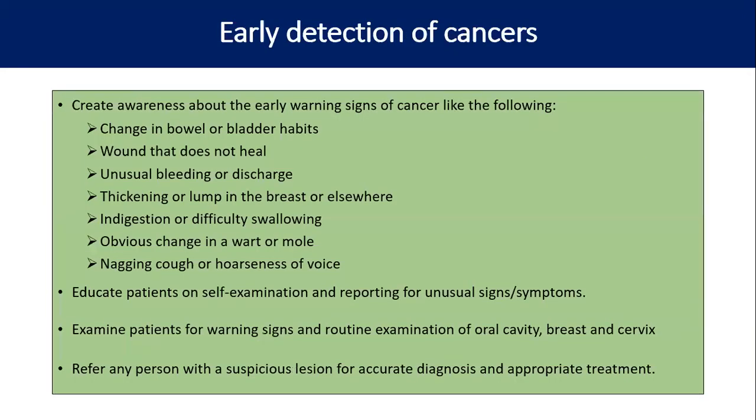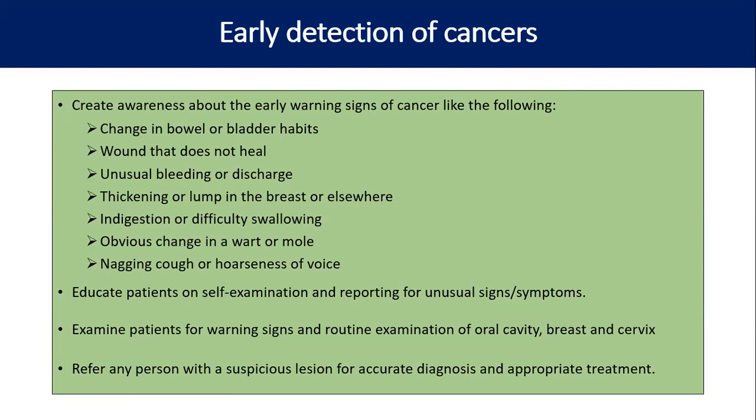Now, for early detection of cancer, some of the warning signs that we need to advocate to the PLHIVs are to notice any change in bowel or bladder habit, a wound that doesn't heal, that is a chronic non-healing ulcer, unusual bleeding or discharge, thickening or lump in the breast or elsewhere, indigestion or difficulty swallowing, an obvious change in a wart or mole, nagging cough or hoarseness of voice.